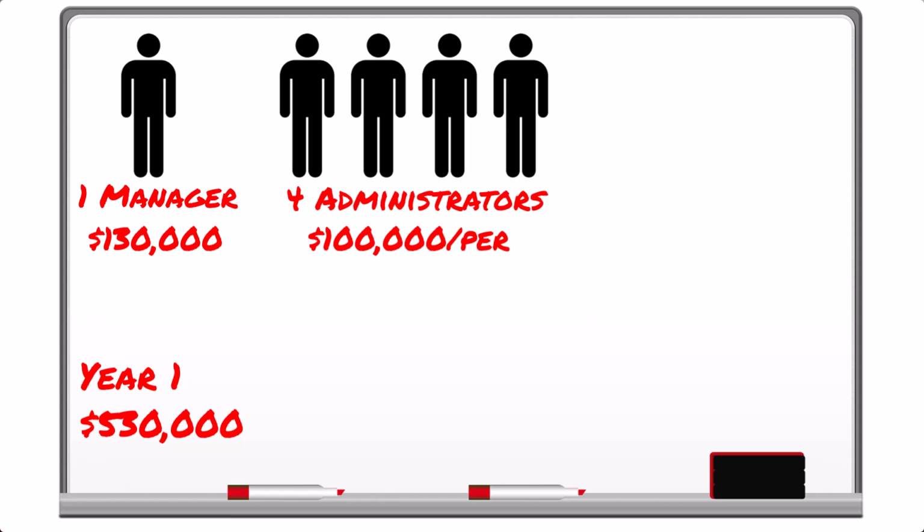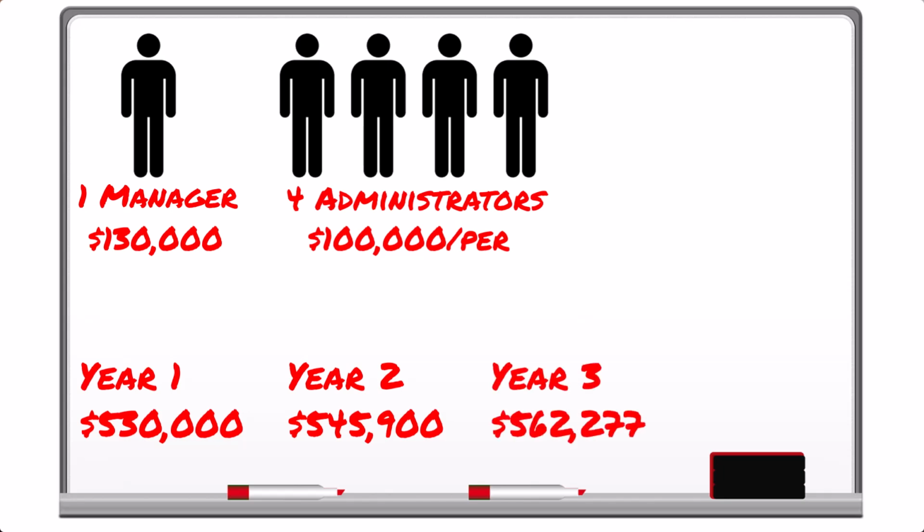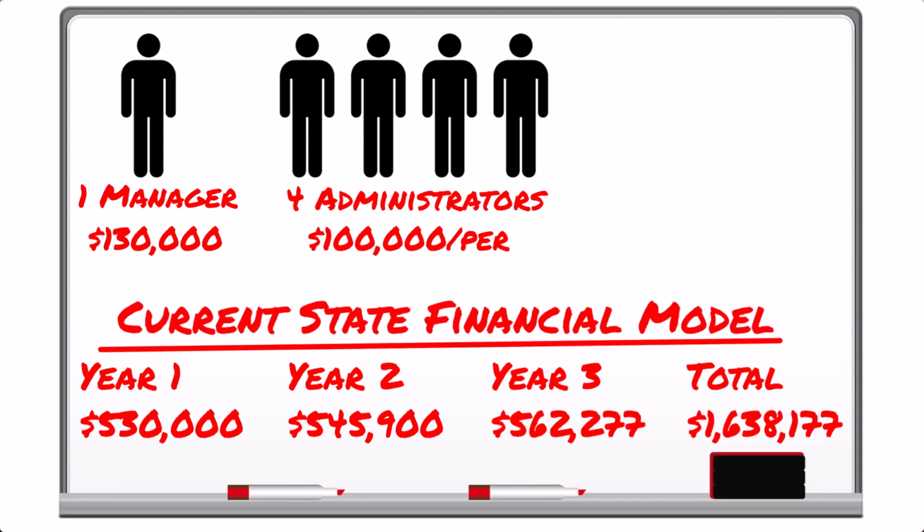And with 3% salary increases each year, the second year will be $545,900, and the third year will be $562,277. So all 3 years total will be $1,638,177. And that's the current state financial model that the CFO and the CEO need to see. Next, we'll build out the financial model for our proposed managed services solution.